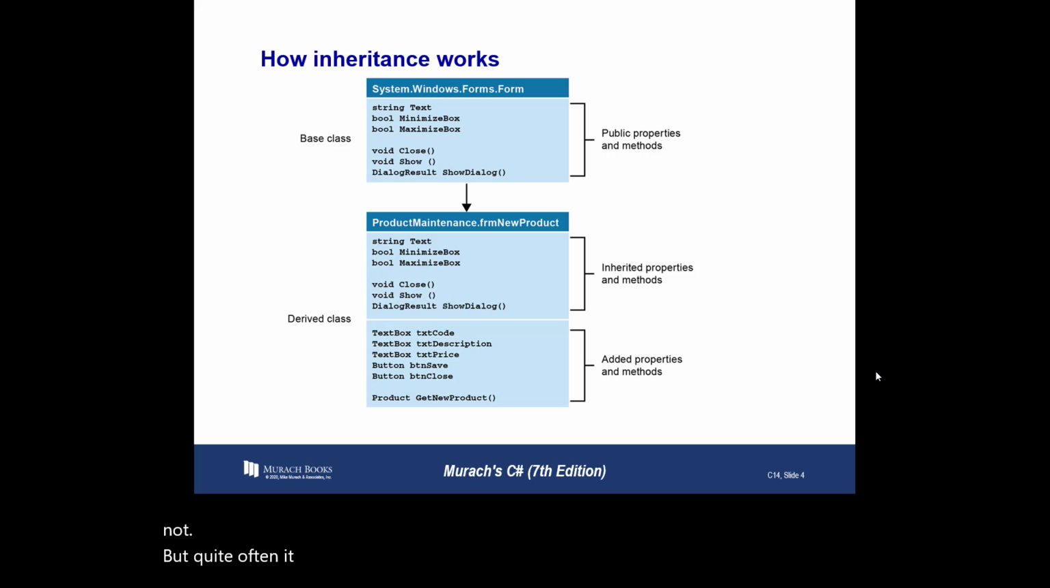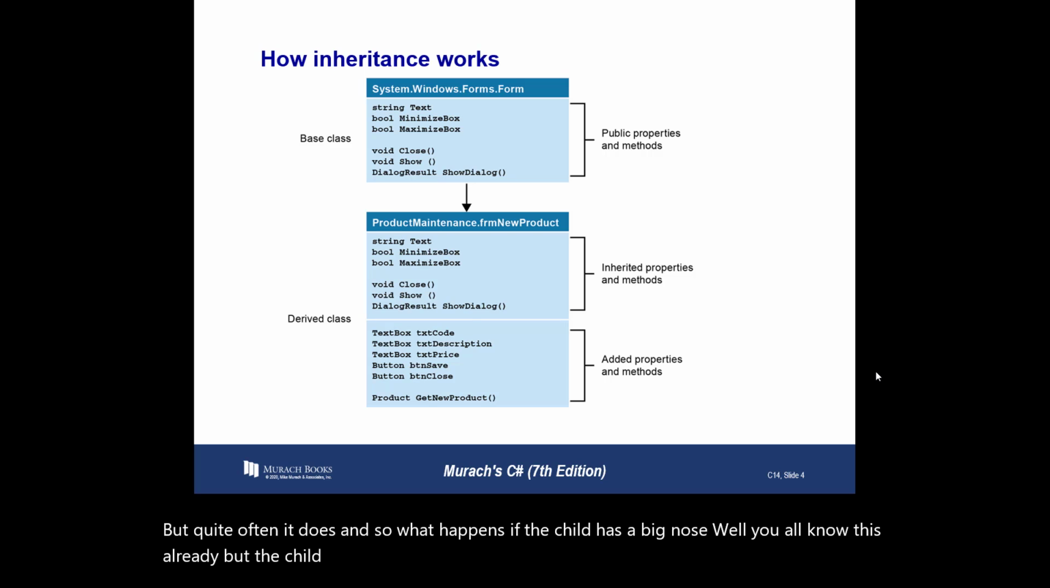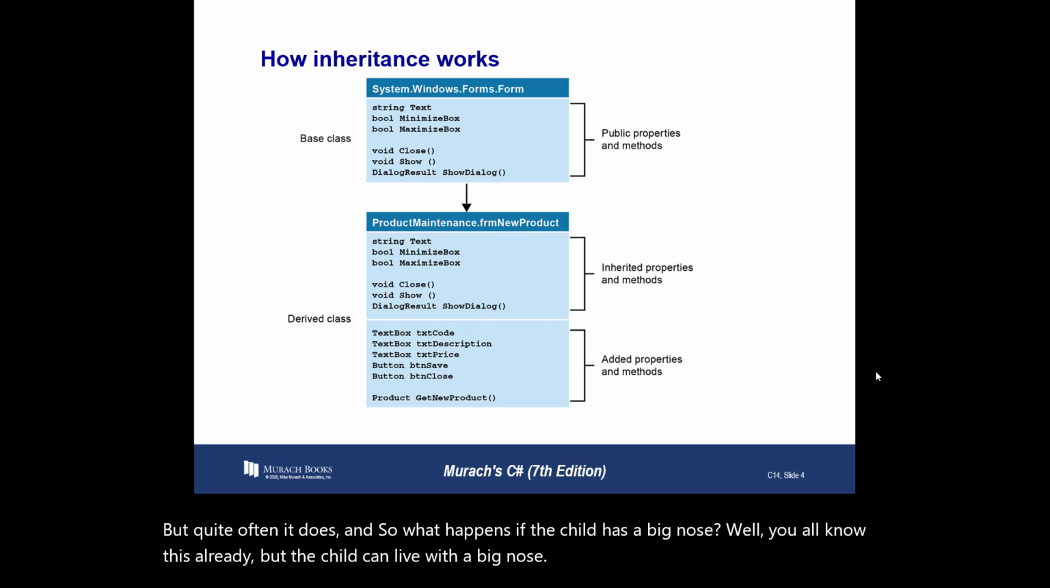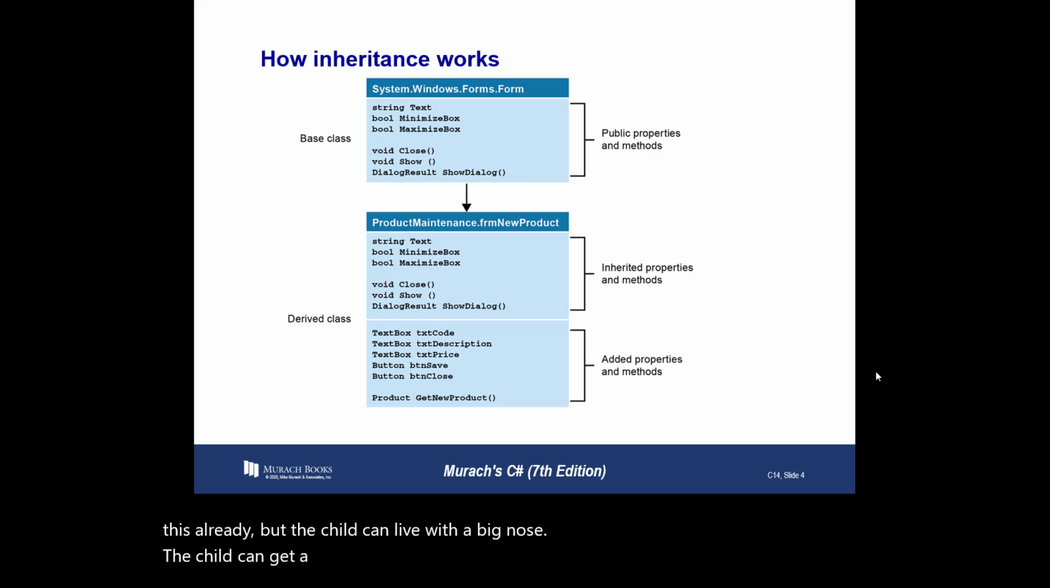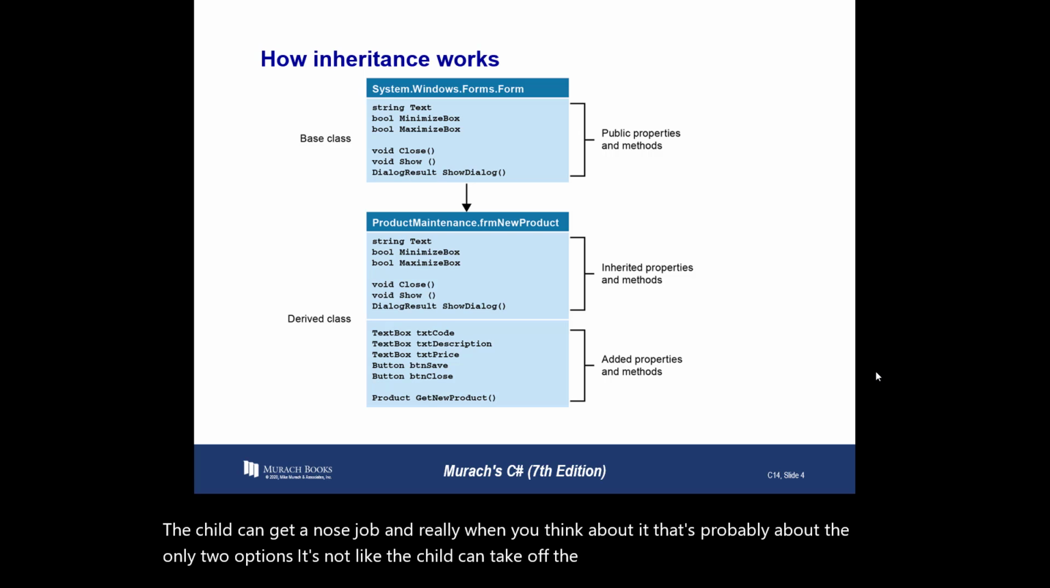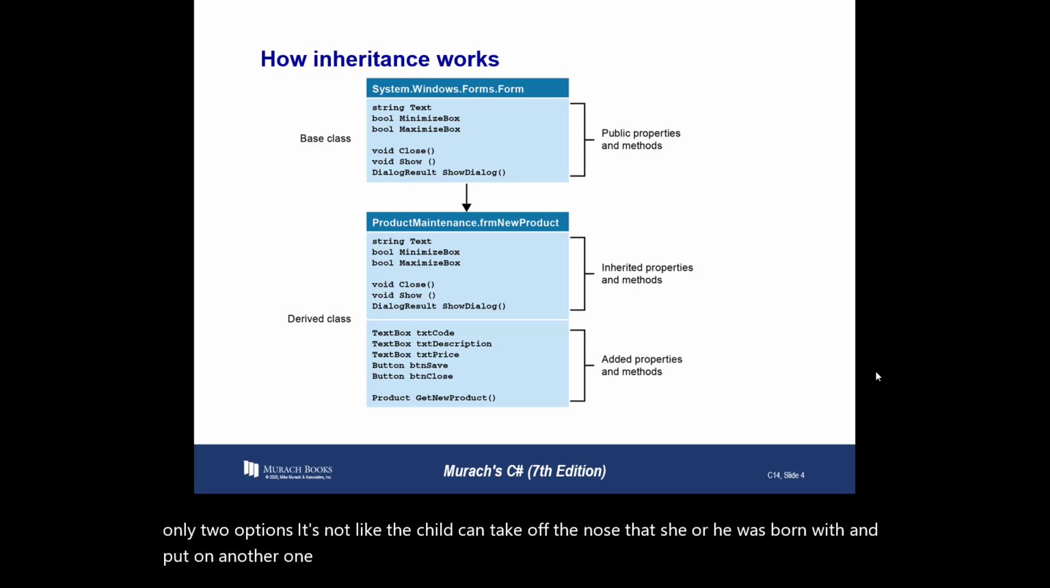And so what happens if the child has a big nose? Well, you all know this already, but the child can live with a big nose, or the child can get a nose job. And really, that's probably about the only two options. It's not like the child can take off the nose that she or he was born with and put on another one. But in essence, that's what you can do when you are working with inheritance in programming.